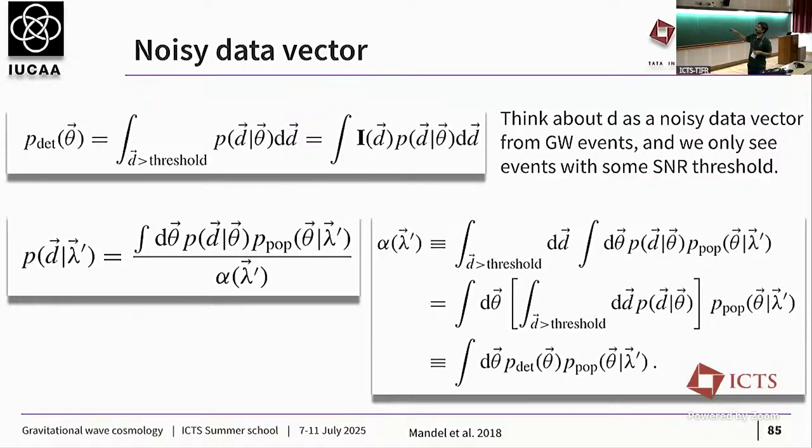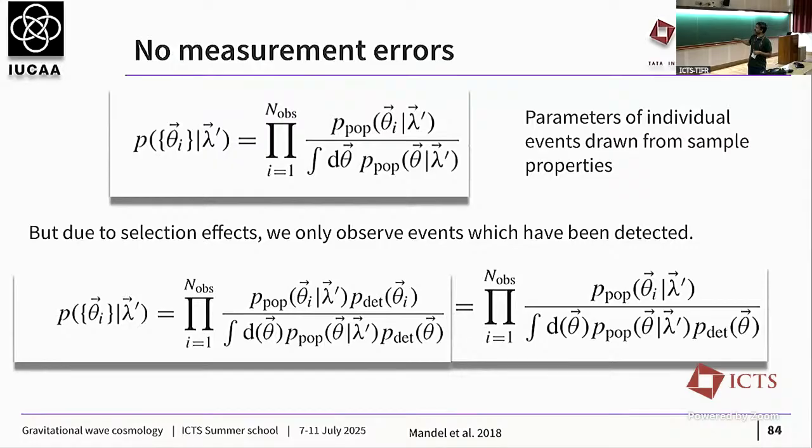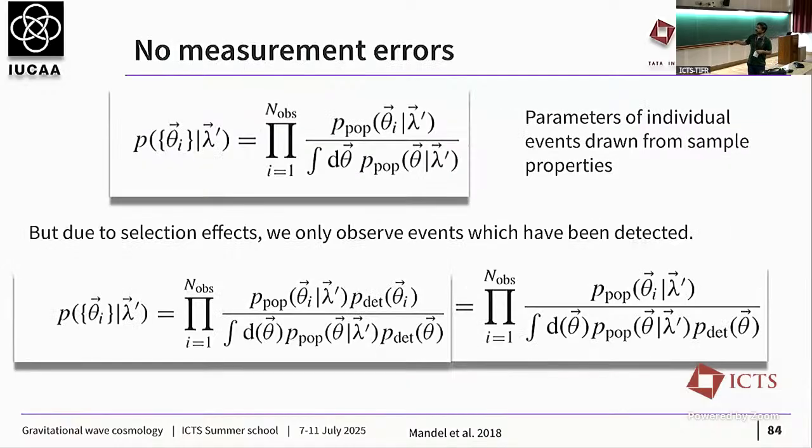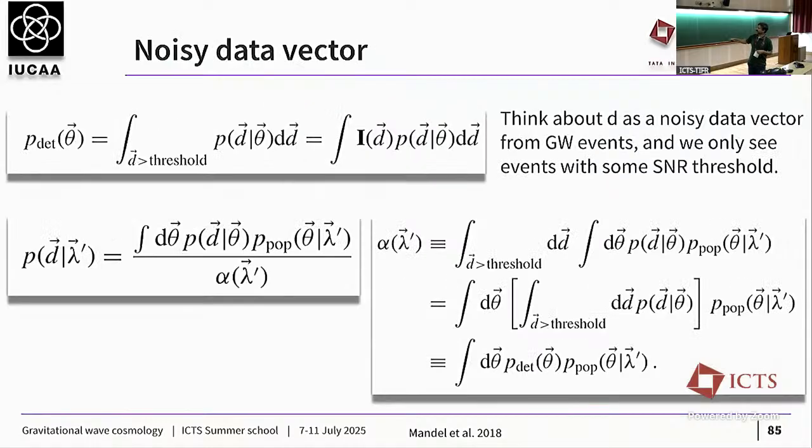Once you add this, you can write down the denominator, which is here, this p_det of theta. You plug in all these equations and see what it looks like. That goes in the denominator, so this denominator is basically this alpha as written.